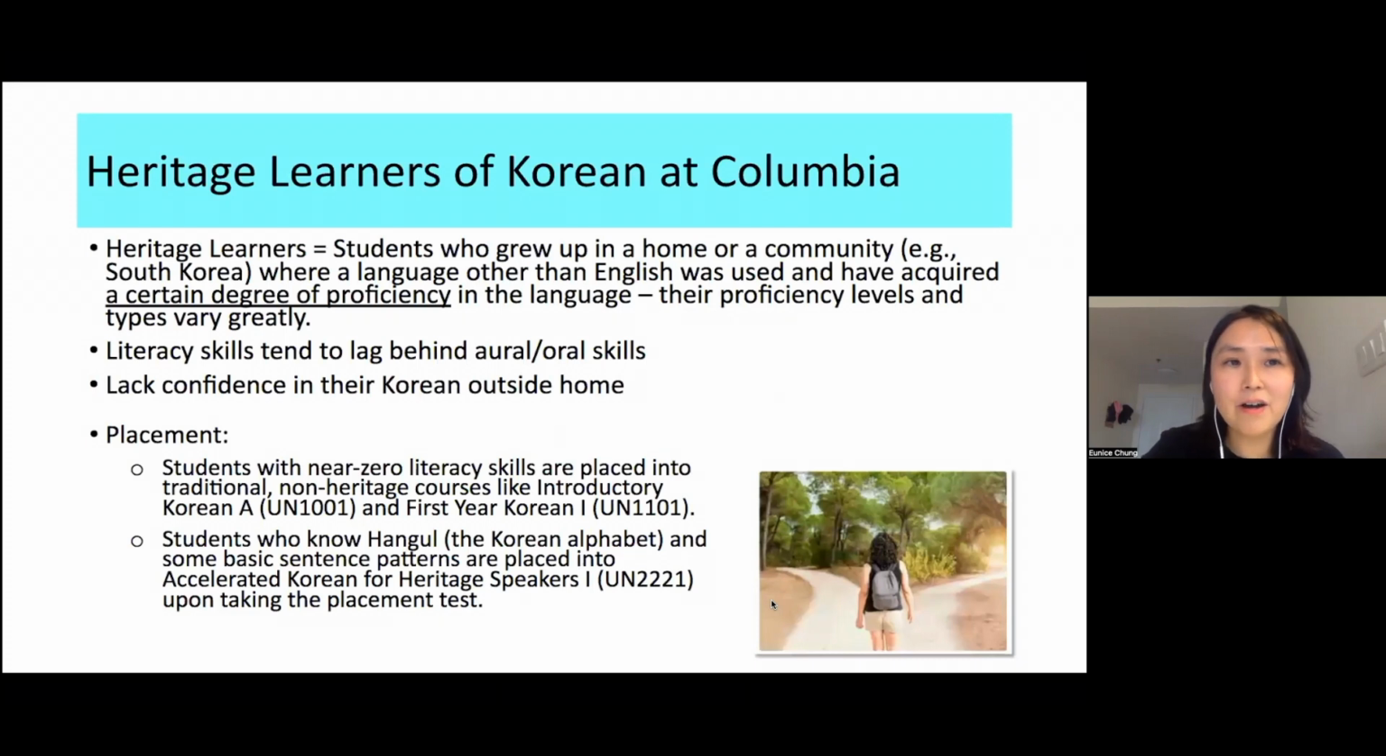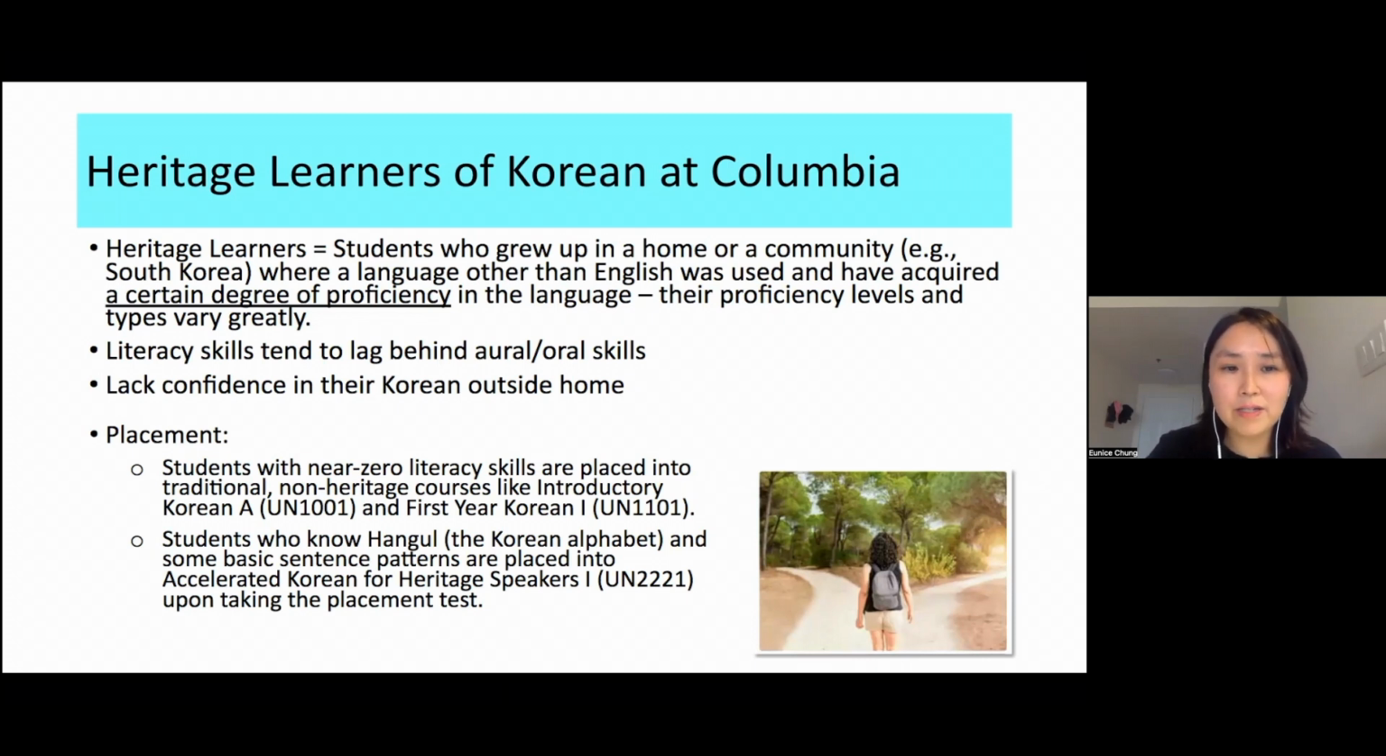So I will briefly talk about the heritage learners of Korean at Columbia. Most of the heritage learners of Korean are students who grew up in a home or a community where a language other than English was used and have acquired a certain degree of proficiency in the language. Although their proficiency levels and types vary greatly, commonly, literacy skills tend to lag behind aural and oral skills. Also, they lack confidence in their Korean outside home.